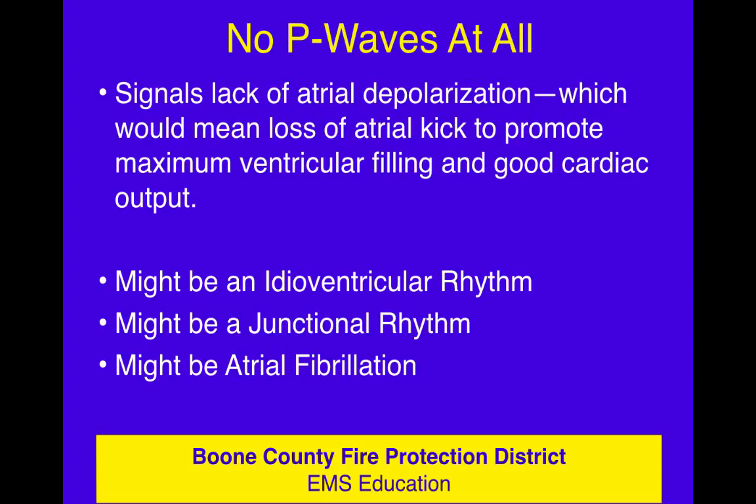So why were there no P waves? Well, maybe it was an idioventricular rhythm. Maybe the rhythm started in the ventricles, so there shouldn't be P waves because it started in the ventricles. Maybe it started in the junction, the AV junction. So just south of the node and north of the bifurcation there at the bundle, maybe it's a junctional rhythm, or maybe it's something called atrial fibrillation.